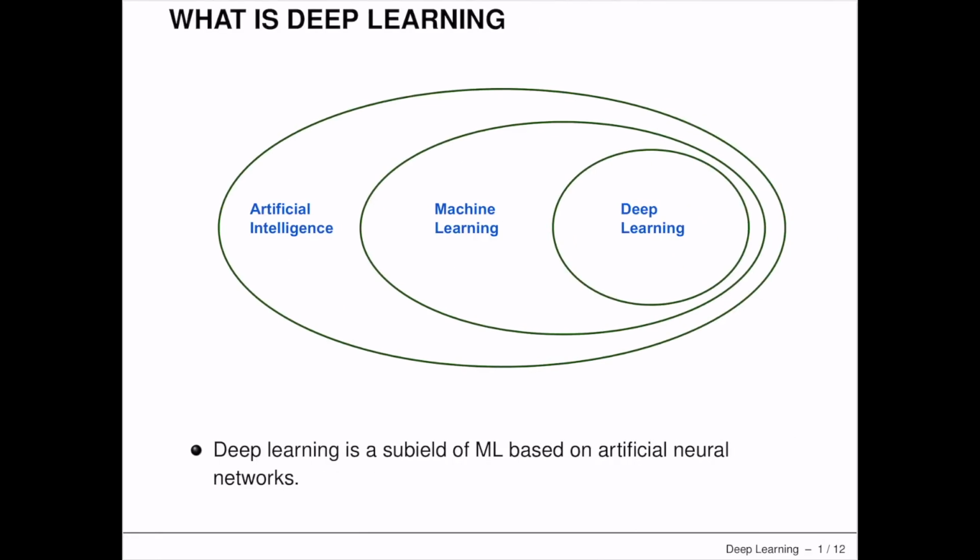To answer the question, what is deep learning, one can first ask how machine learning relates to artificial intelligence. Machine learning is a subfield of artificial intelligence, and it is the field that studies algorithms which can learn from and make predictions on data. Now, deep learning is a subfield of machine learning, and it's a field that uses so-called artificial neural networks for learning from data and for making these predictions.